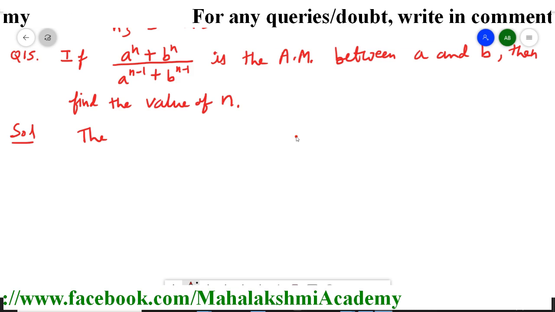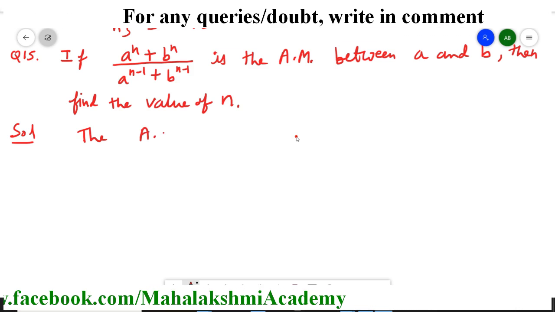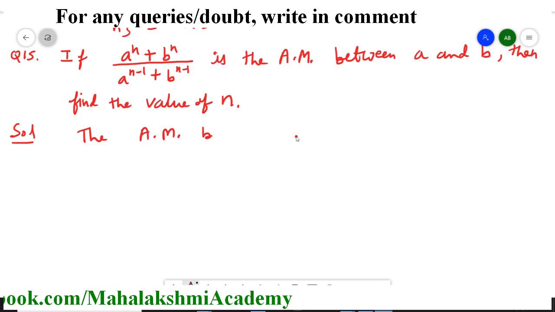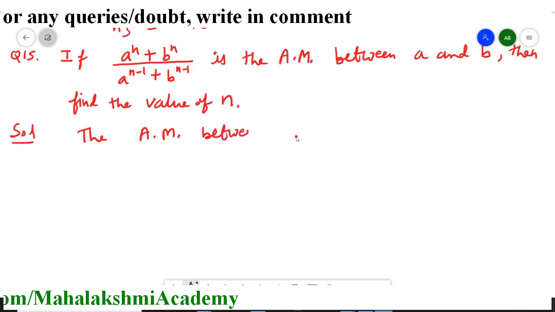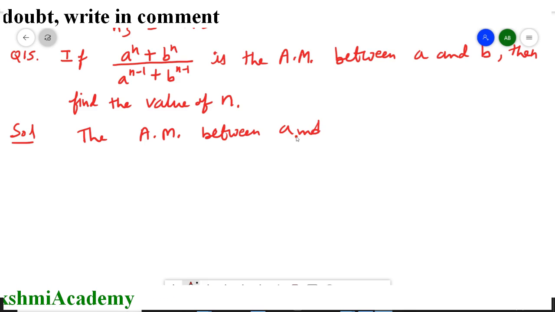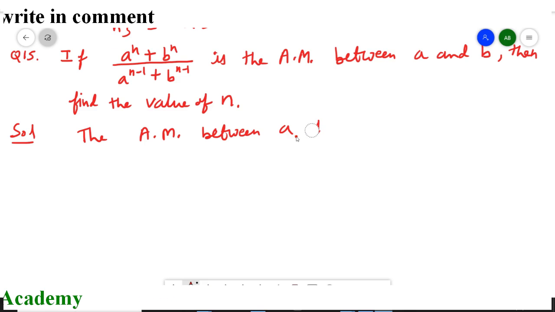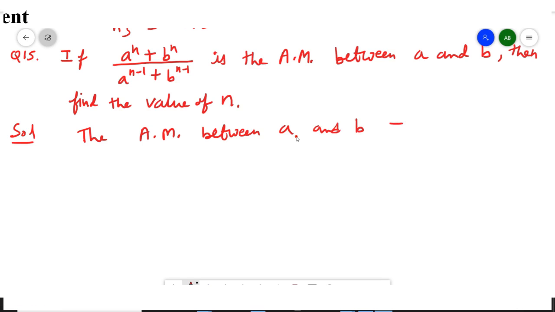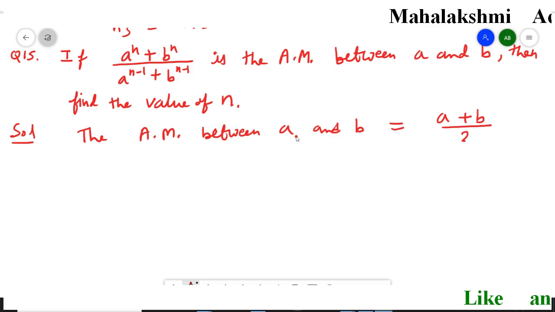We'll write the formula first. The arithmetic mean between a and b is equal to, so what is the formula for arithmetic mean between a and b? a plus b upon 2.